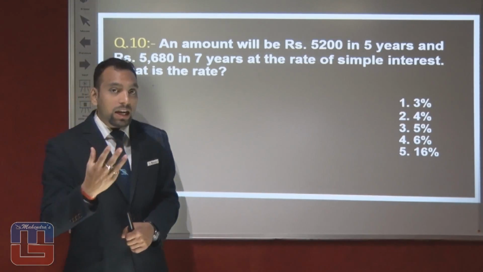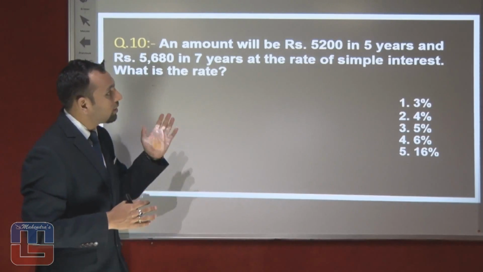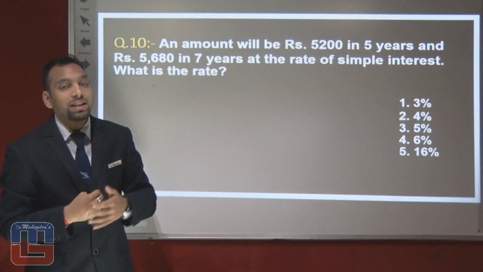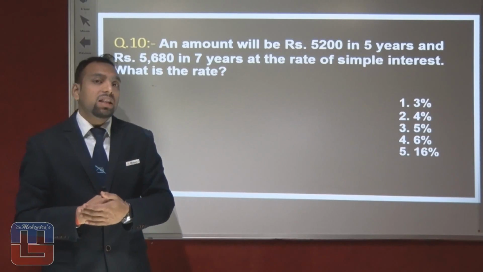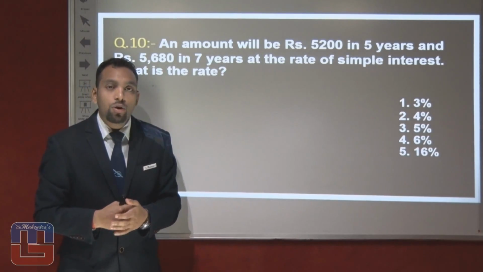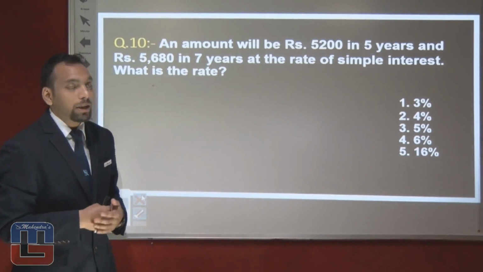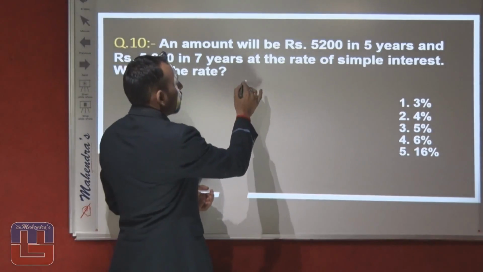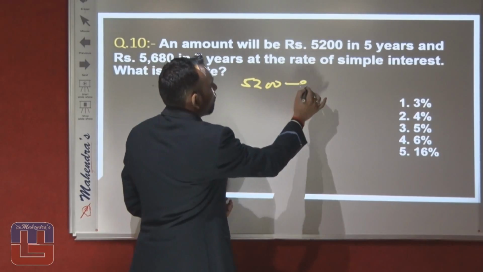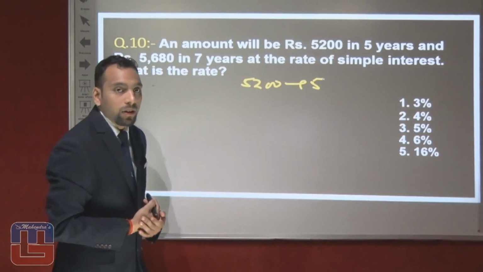We again have 2 methods to solve this type of problem. One is the conceptual method and another is the short trick. So we will solve this question by both methods. The first one is the conceptual method. Now see, 5200 in 5 years, right?